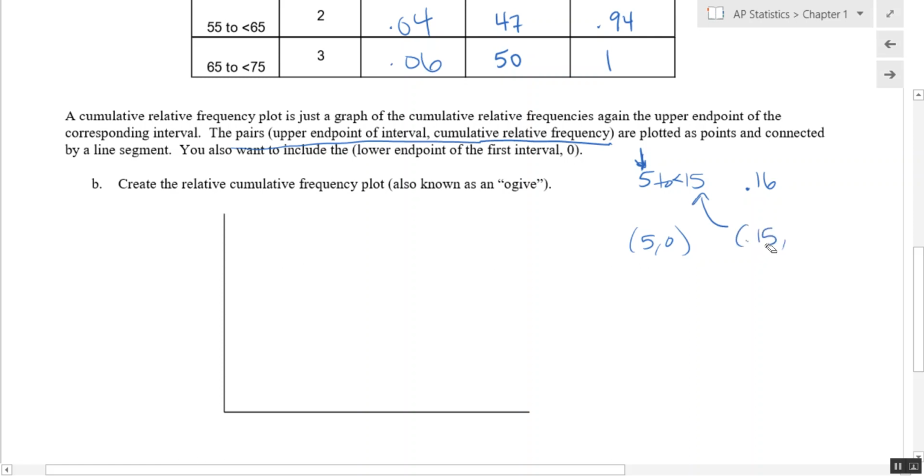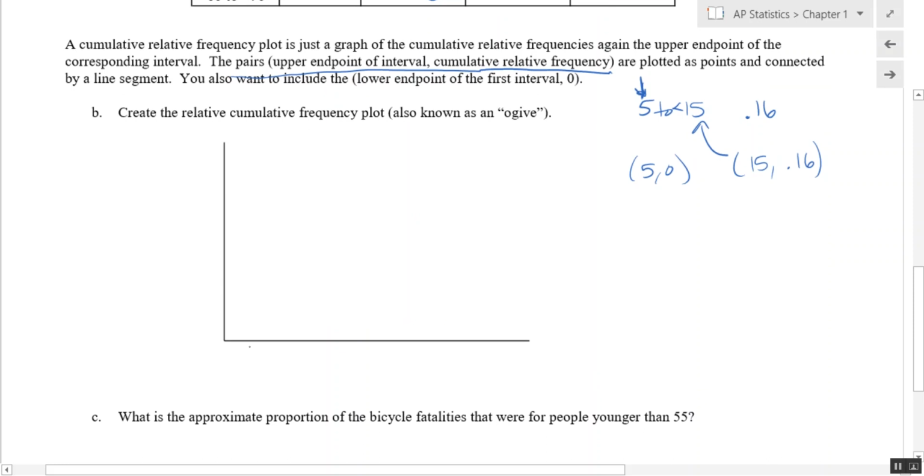Oops, sorry, there's no decimal there. So that's 15, and our cumulative relative frequency is 0.16. Okay, so that one we actually get 2 coordinates out of. On my x-axis, this is the age of the bicycle riders. So I've got 5, and then our intervals are basically going by 5, or by 10.